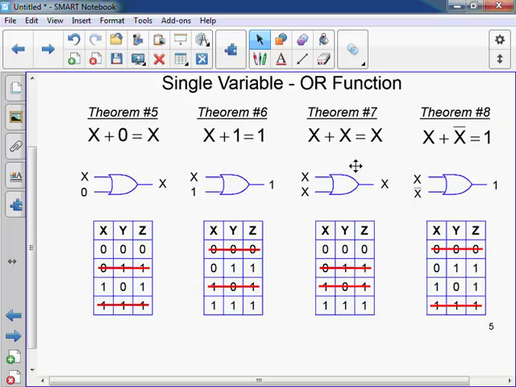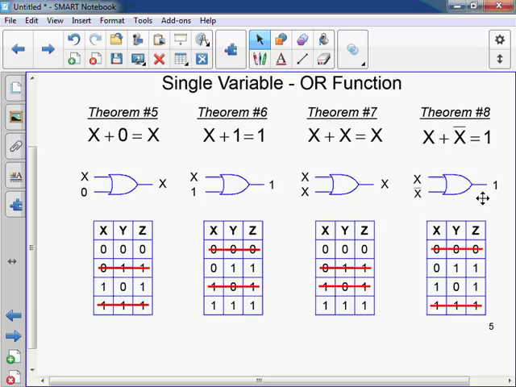So next one, x or x equals x. Well, this is like saying, bring me a hamburger or bring me a hamburger. Well, it kind of makes sense that you just bring me a hamburger, right? So if you study this truth table, you'll see that once again, these are impossible values.